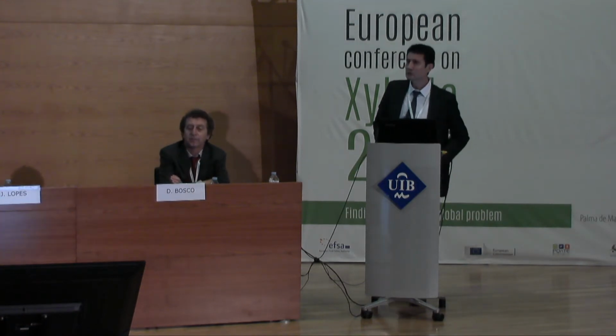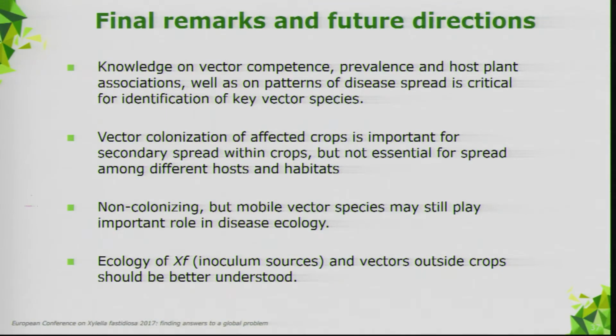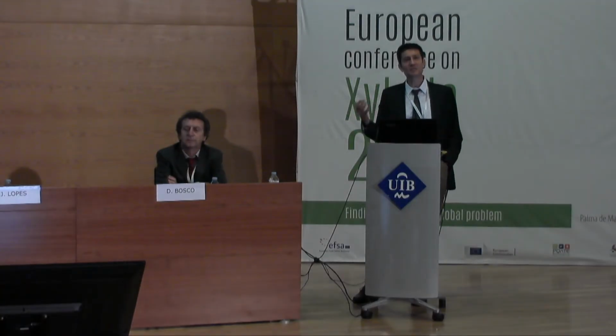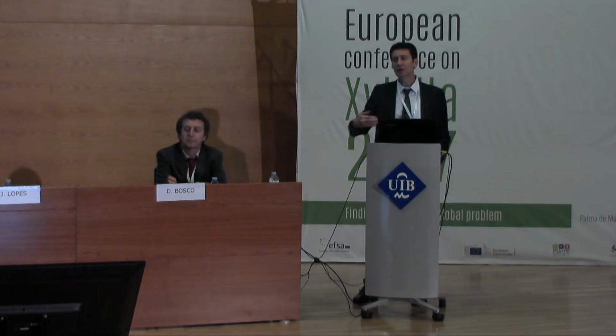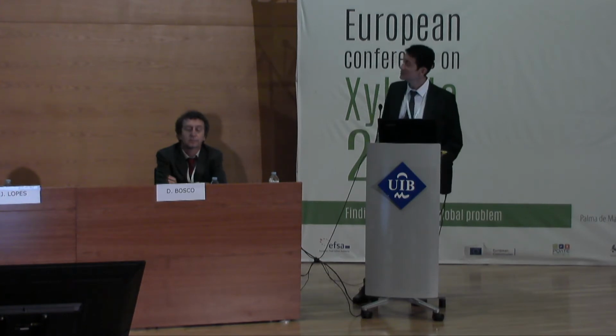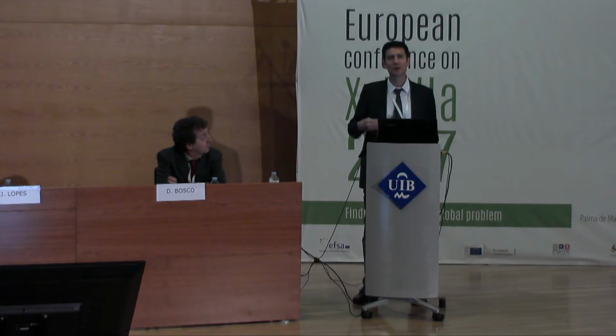So to conclude this talk, I think in general, in any pathosystem, in emergent diseases caused by Xylella, you need a broad knowledge in order to determine the importance of vectors: vector competence, prevalence, host plant associations, but also information from epidemiology, like how the disease progresses over time and in space. That can give very important clues on the source of inoculum.